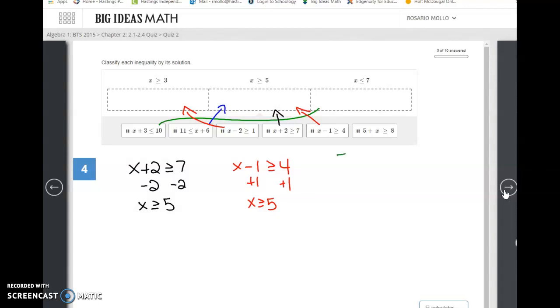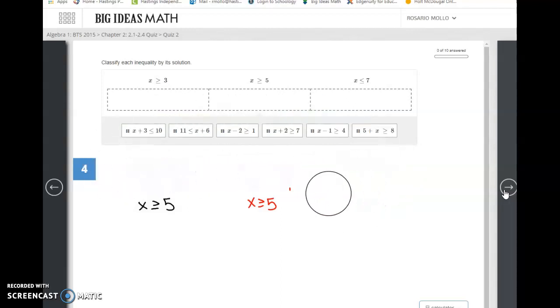And then the last one, 5 plus x is greater than or equal to 8. I'm going to subtract 5, subtract 5. So x is greater than or equal to 3. So all the way back at the beginning now. Alright, so it looks like we had 2 in the first column, 3 in the middle column, and 1 in the last one. So it might take a while to do that one on the review, but all of those were pretty much one-step problems.